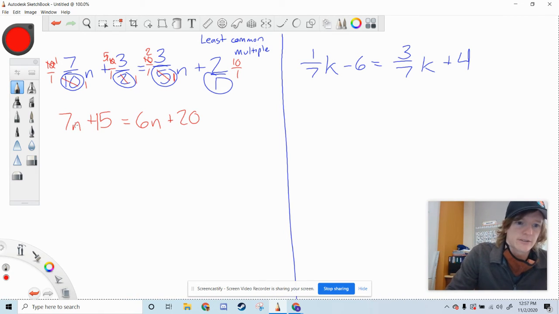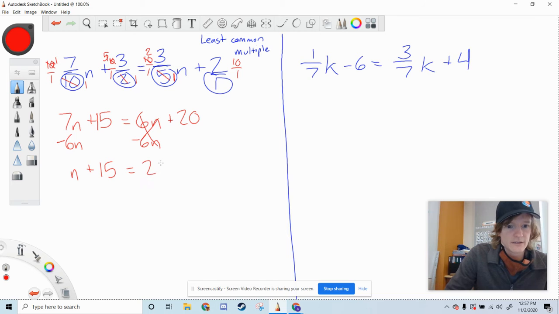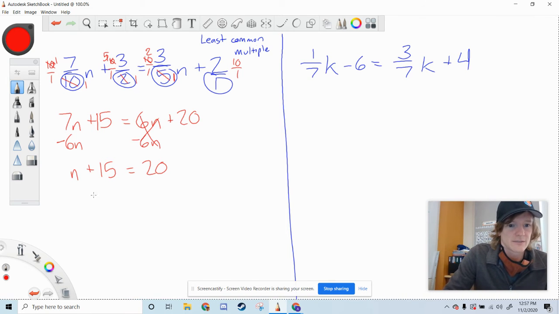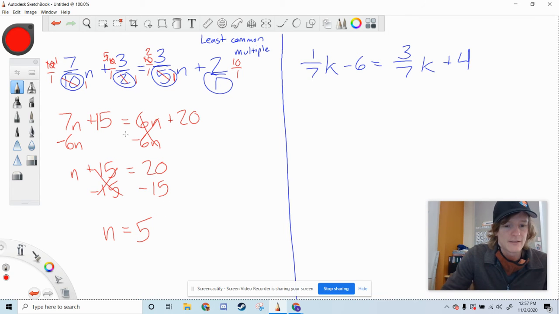So now we need to decide, are we going to subtract 7n from both sides or subtract 6n from both sides? I know it's easier to subtract 6n than it is to subtract 7n. So I'm going to do minus 6n, minus 6n. And I'm going to end up with n plus 15 equals 20. My next step on this problem is to subtract 15 from both sides. 15's disappear. I get n equals 20 minus 15 is 5. And we're actually done with this problem.